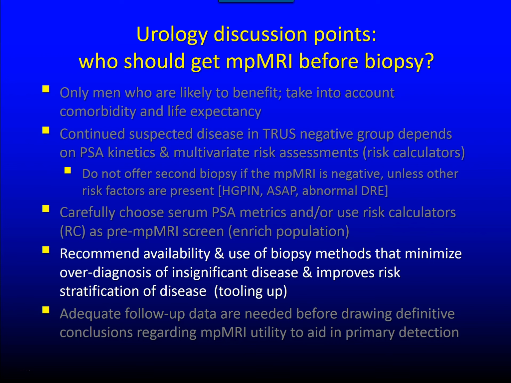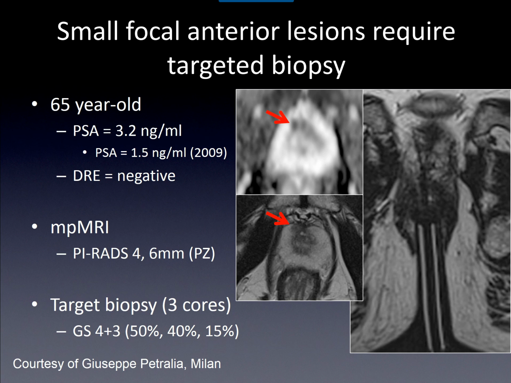So the important message from this is that we recommend the availability and the use of methods that minimize overdiagnosis of any insignificant disease and improve the risk stratification of patients. In other words, you need to be tooling up. So this is the kind of example that I want to emphasize.